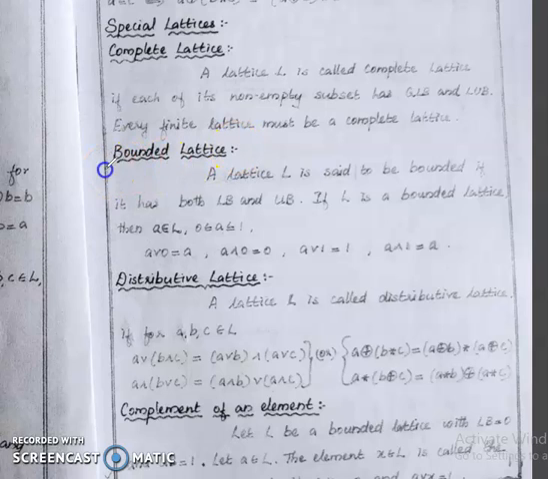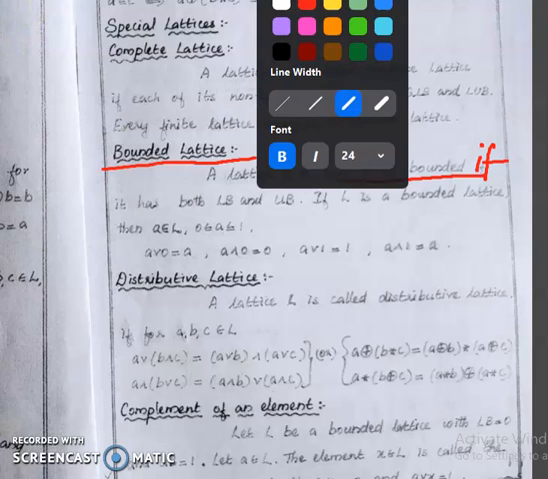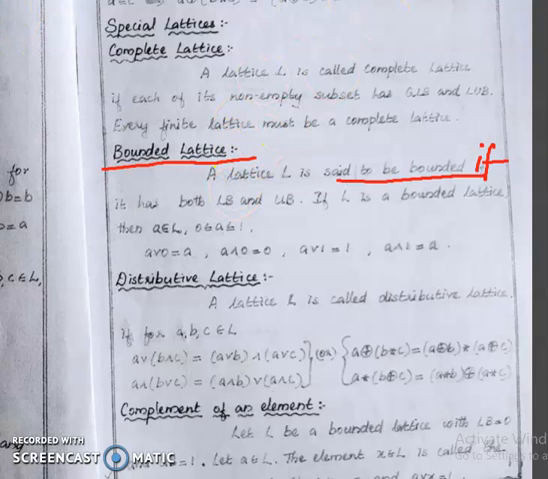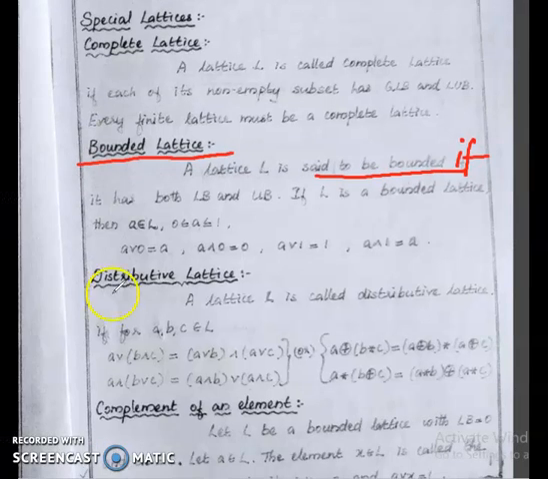Now, bounded lattice. What is a bounded lattice? A lattice L is said to be bounded if it has both a lower bound and an upper bound.